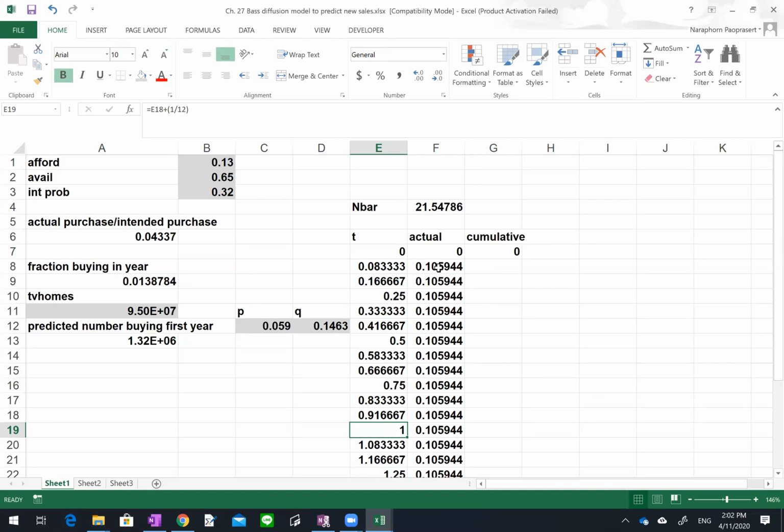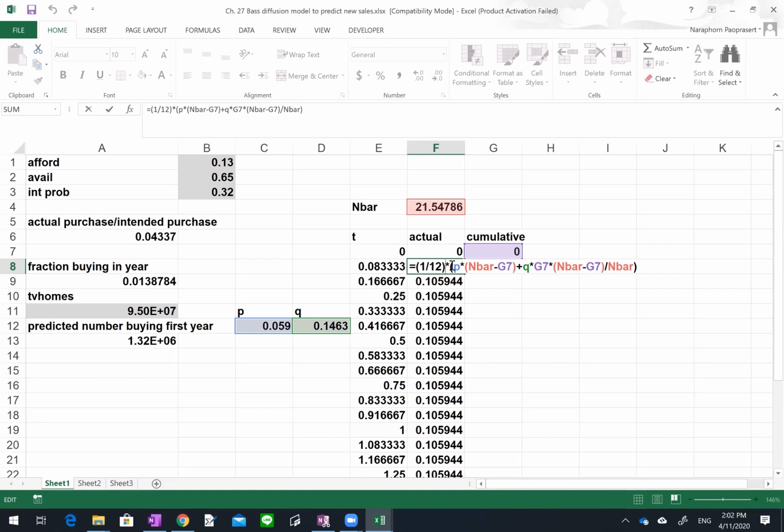Okay, and now we want to calculate, actually I need to delete this up. Well, I don't have to delete it, but I'm just going to show you how to do it. We want to calculate the actual sales per month by using the BAS model. So we just plug in the formula for the BAS model.